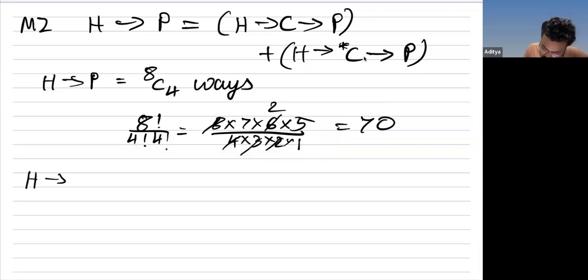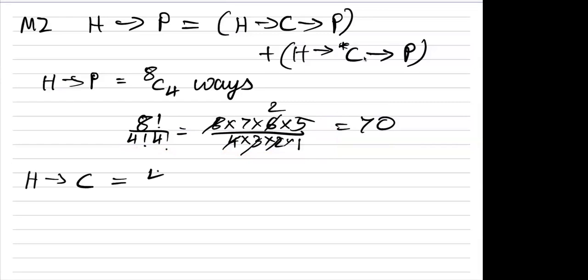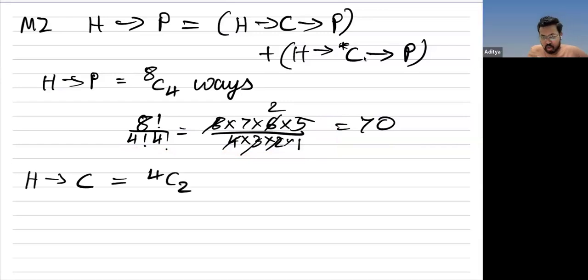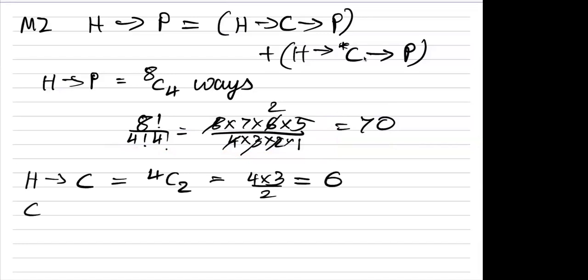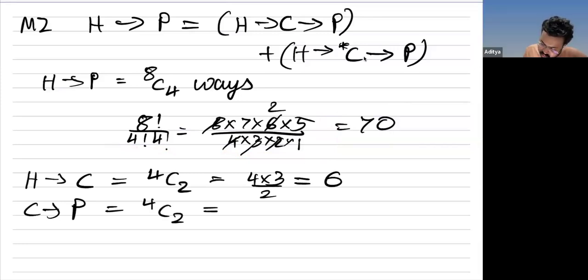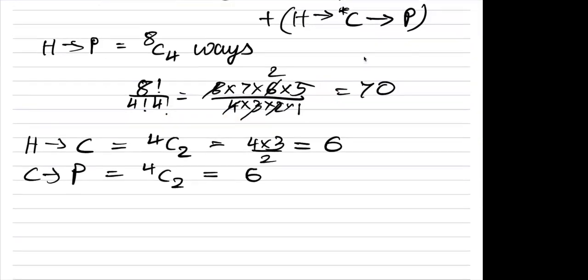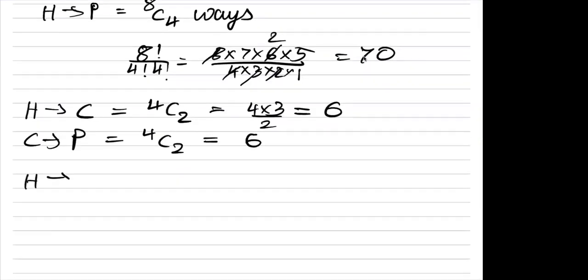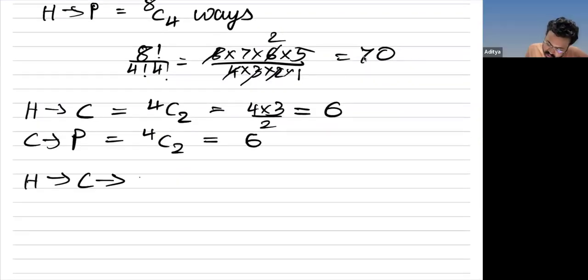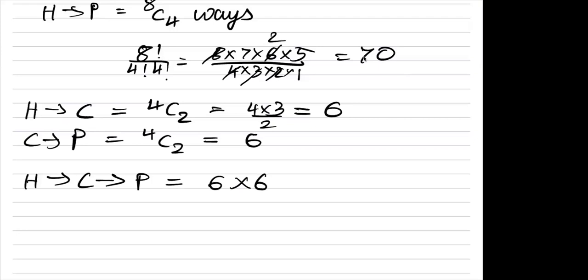Now home to the closed intersection will be 4C2 ways because there are 2 horizontal and 2 vertical paths, correct? And this will be 4 times 3 upon 2, which is equal to 6 ways. And then closed to the playground will also be 4C2, which is again 6 only. So the total from house to closed point till playground will become 6 multiplied by 6 and not 6 plus 6. Some of you had done 6 plus 6. That was incorrect.